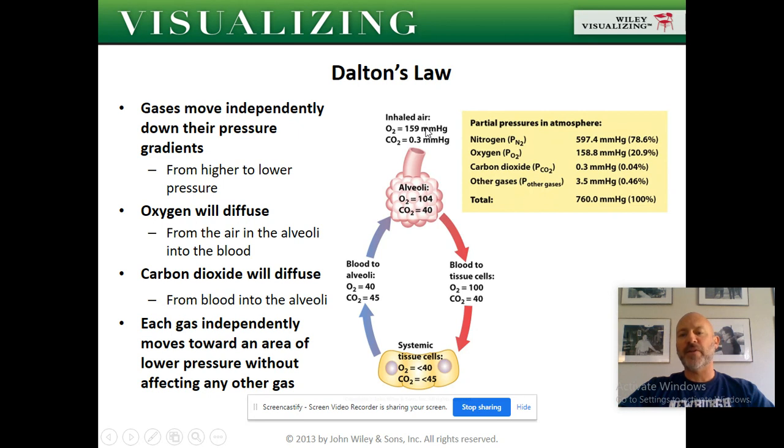So everything is flowing downhill from the air, 159, into the lungs, 104, into the blood, 100, and then into the cells, less than 40. That was oxygen. Carbon dioxide goes from greater than 45 to 45, from 45 to 40, and from 40 to 0.3 millimeters of mercury. So that's also moving down its partial pressure gradient.